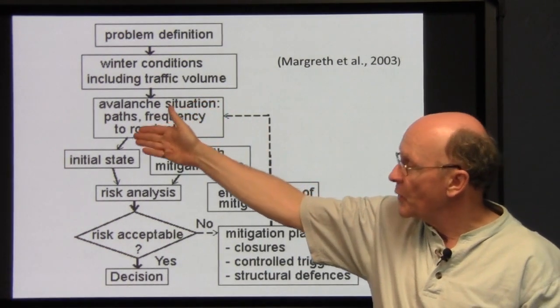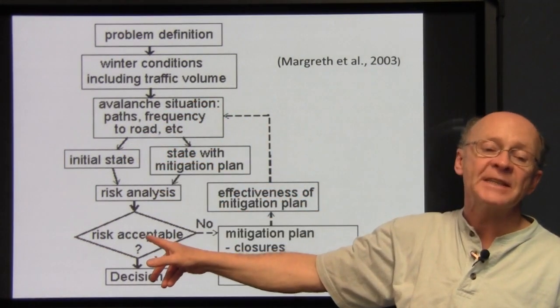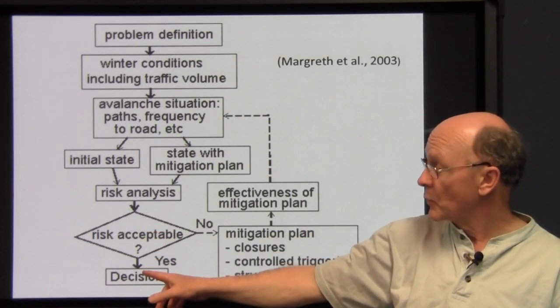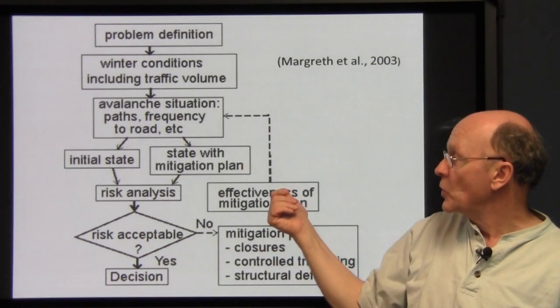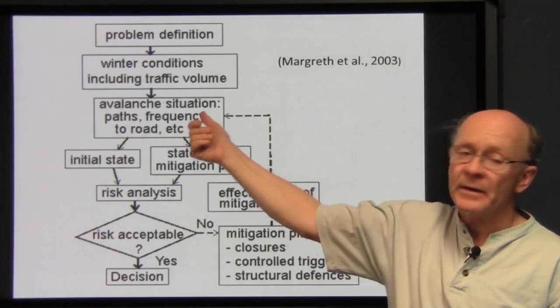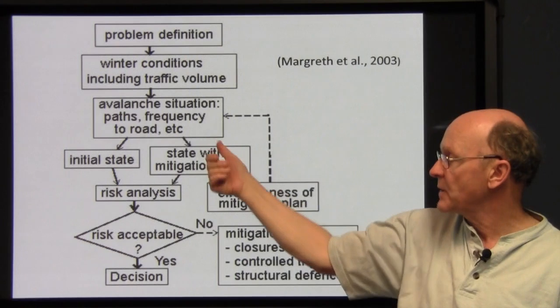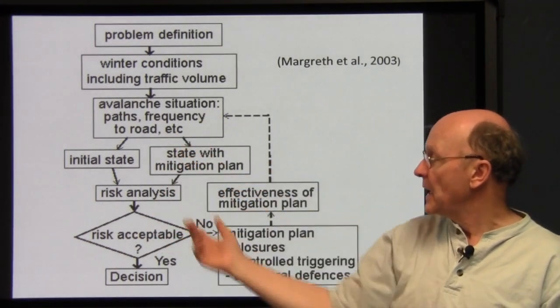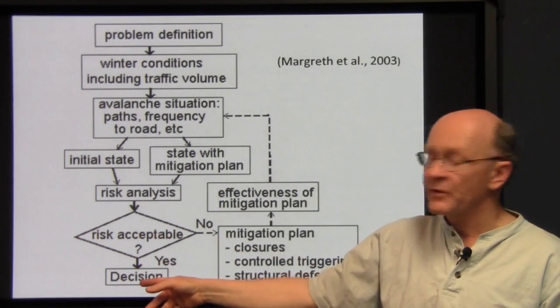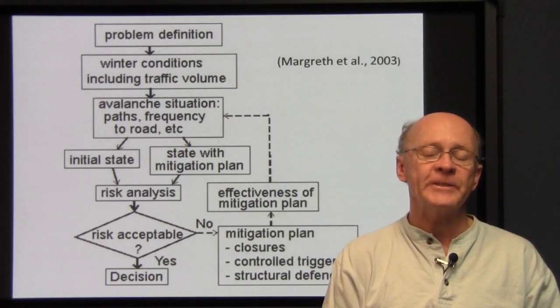Then initially, before we do any mitigation, we analyze the risks, and we see if that's acceptable. If the risk is acceptable, we're done. If not, we need to propose a mitigation plan, look at its effectiveness, and reassess here. We've got our mitigation plan, and we come into our risk analysis, and we can cycle through in here until we come up with effective mitigation and the risk is acceptable, and then we can go ahead and implement our mitigation.